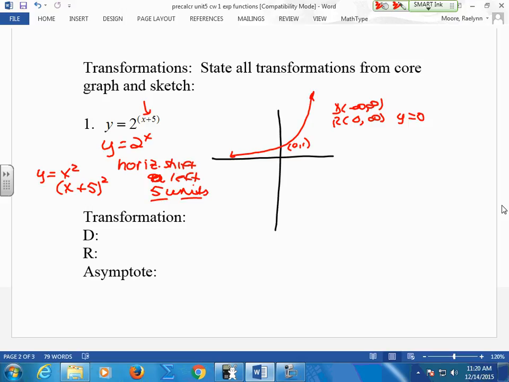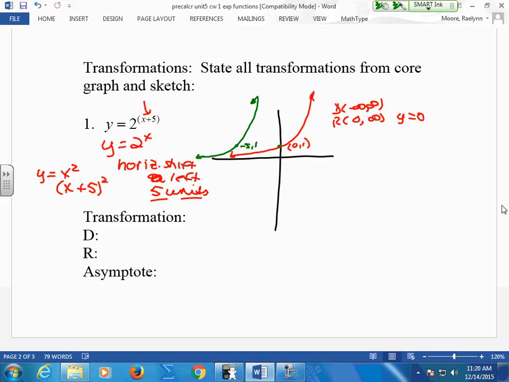Now, because I'm moving horizontally, is my domain going to change? No. Will my range change if I move horizontally? No. And is my asymptote going to change? No. My intercept is going to change. Where I'm here, I'm going to move 5 units to the left. So I'm going to move to -5, 1. And my curve is going to go like this.